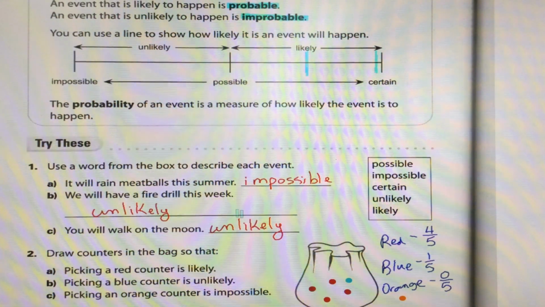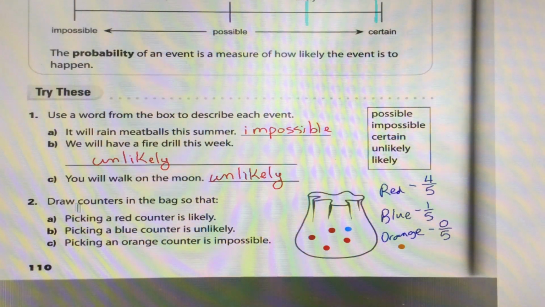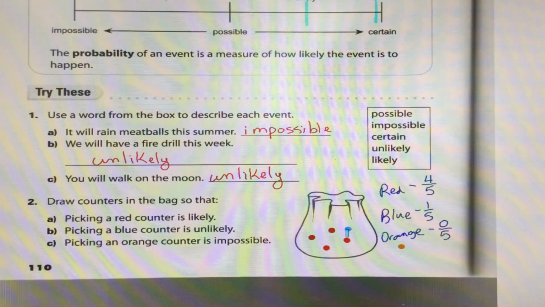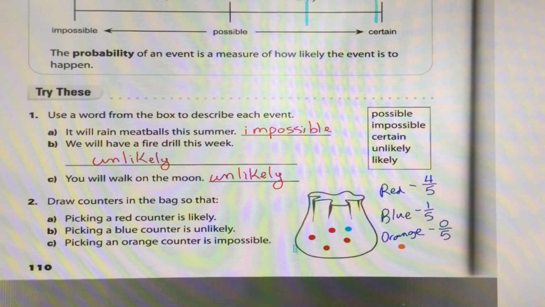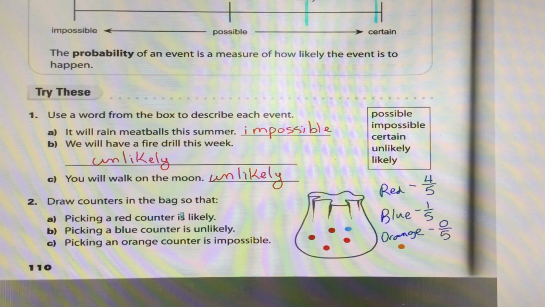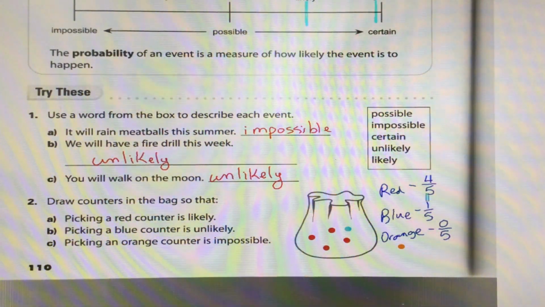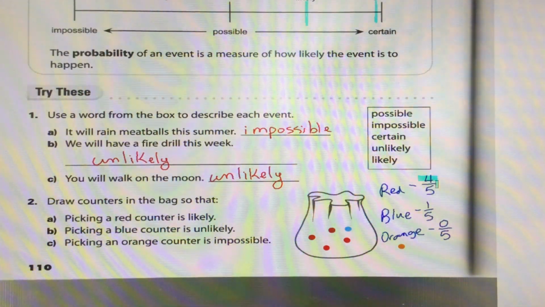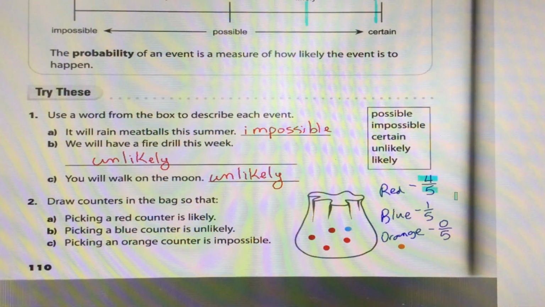So this one down here we're going to work through together as a class, and it says draw counters in the bag so that picking a red counter is likely. So in this case, we placed red and blue counters in here, but we placed 4 red and 1 blue. So picking a red counter, the probability is right here. It's 4 out of 5.